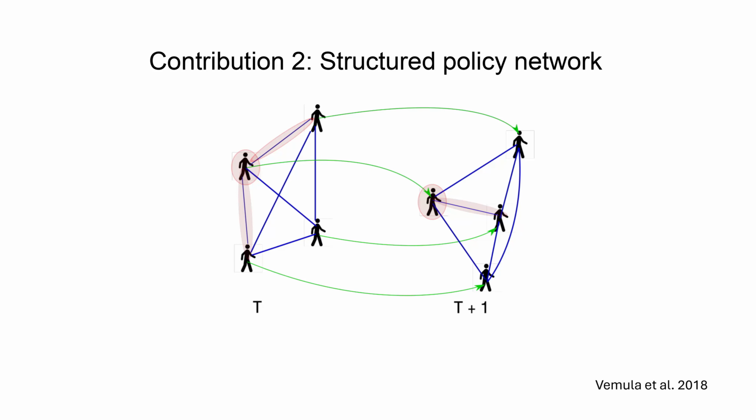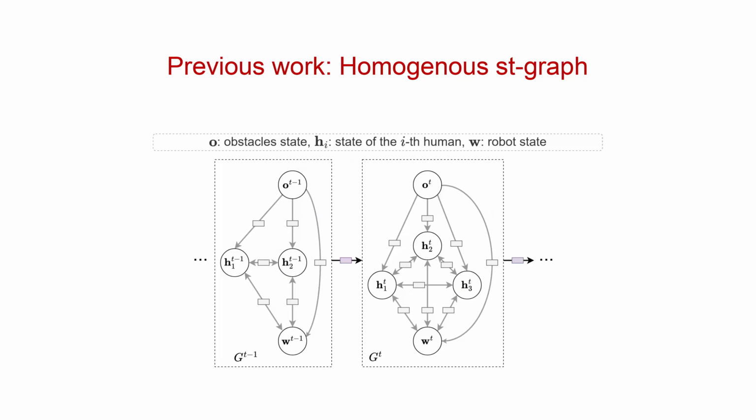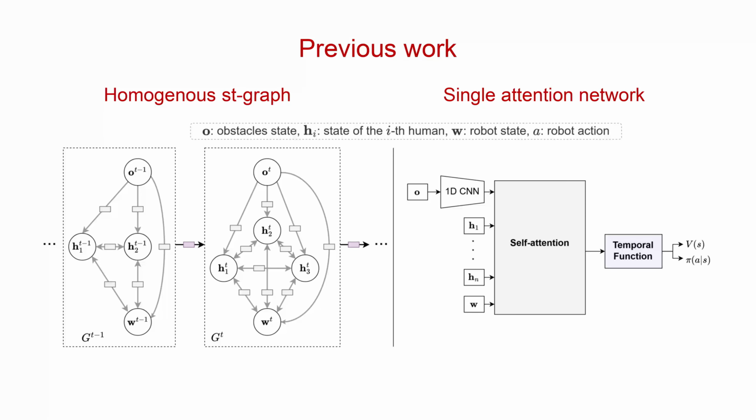Then, let's move on to network architecture. Spatial temporal graph, or ST graph, is a principled way to model multi-agent interactions through space and time. A common practice is to formulate the scene as a homogeneous graph with uniform nodes and edges, and then use a single attention network to learn the robot policy.